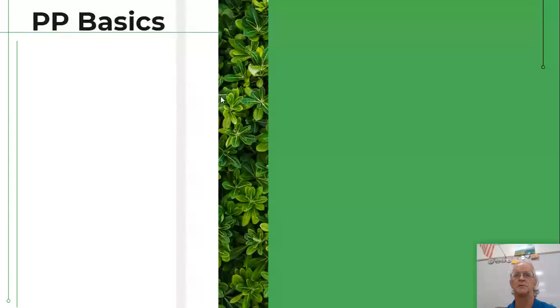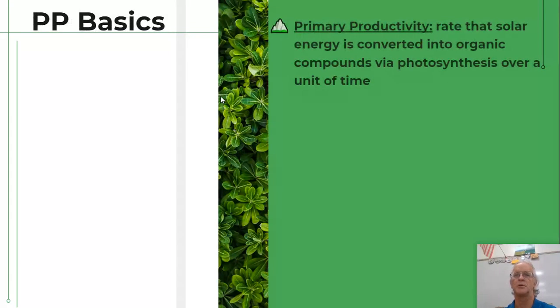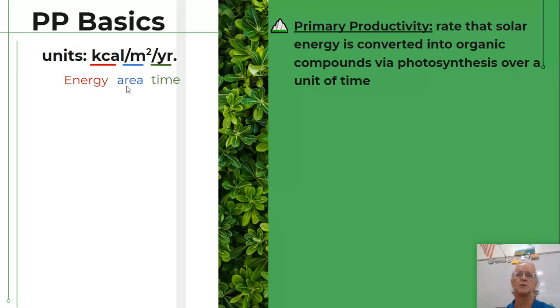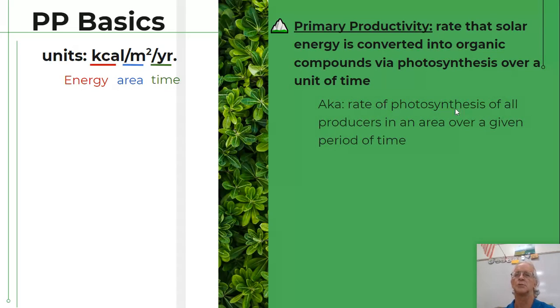So, primary productivity basics. Primary productivity is the rate at which solar energy is converted into organic compounds via photosynthesis over a unit of time. So primary productivity is all about photosynthesis, the 3 Ps. And its units are kilocalories per meter squared per year. In other words, it's the amount of energy that is used over a specific area for a specific unit of time. It's the rate of photosynthesis of all producers in an area over a given period of time.